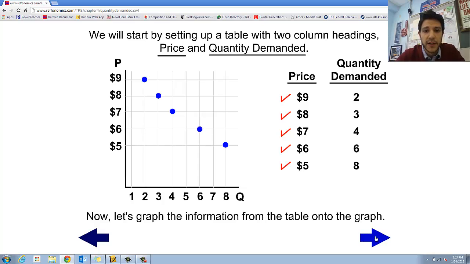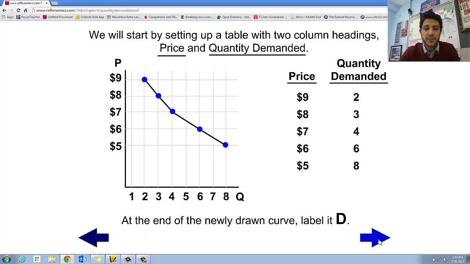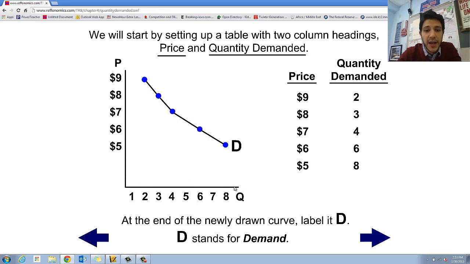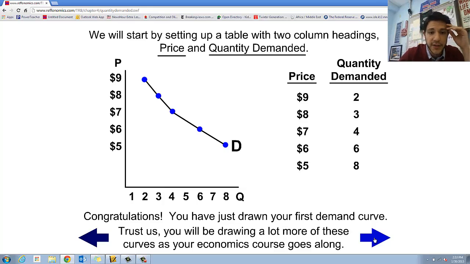Now we do the most important thing, and we connect the dots. Boom. And look at that. We can see the relationship between price and quantity. As things are more expensive, fewer people want them. As things are less expensive, more people want them. There's going to be more demand. At the end, we'll label it D because D stands for demand. Not quantity demanded, but demand. This entire line is demand. So we've just drawn our first demand curve.